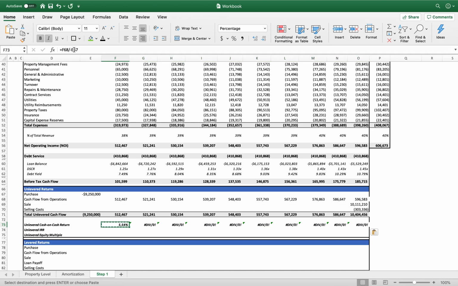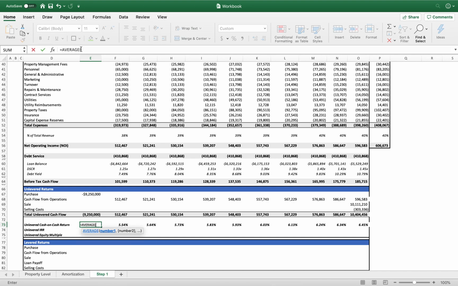Oh, we need to lock that cell. So lock that cell there. There we go. I also like to see an average. So 5.99% average cash on cash.